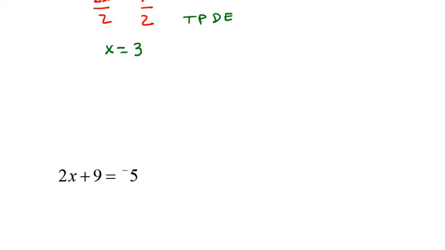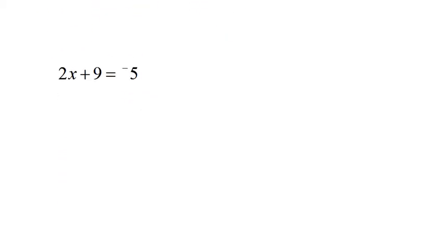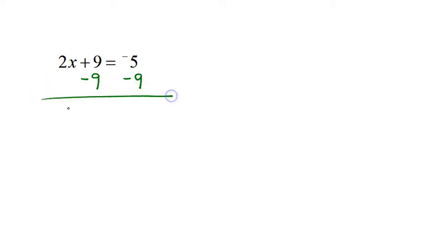Now, let's see if we can do this without using our squares and rectangles. Here is a two-step equation. Our goal is to find the value of x. I undo in the opposite order that I would do. So I have addition. I'm going to undo addition first. I'm left with 2x equals, notice here I have a negative 5 minus 9. I need to add the opposite. This will give me negative 14.